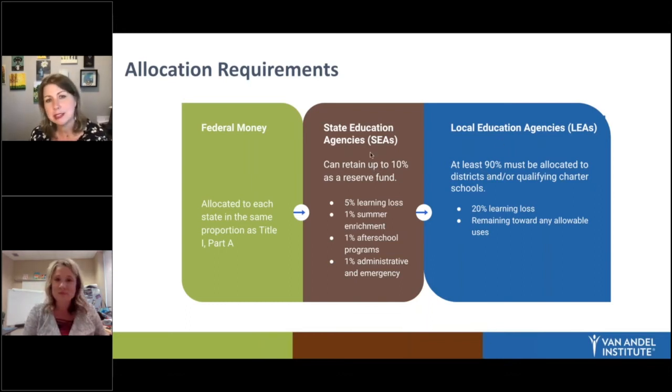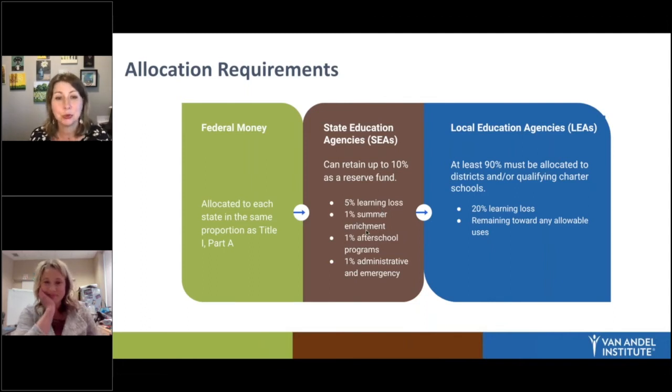Of the 10% that can stay with the state agency, it's good to know there are some stipulations. No less than 5% has to go toward learning loss, our favorite term. 1% has to go toward summer enrichment, 1% toward after school programs, and 1% can go to administrative costs or some kind of emergency. So pretty small numbers there on that 10%, but you can see where their priorities are. And then you see that play out again with what comes to the districts.